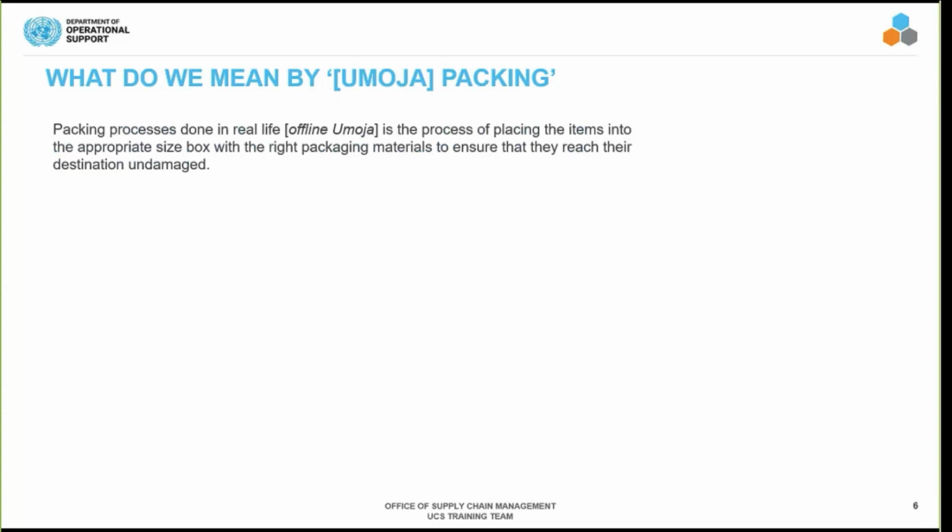Packing processes done in real life, meaning offline Umoja, is the process of placing the items into the appropriate size box with the right packaging materials to ensure that they reach the destination undamaged. So what we usually understand by packing is a manual process of placing the items into the appropriate packaging materials so they don't get damaged during the transportation and handling.